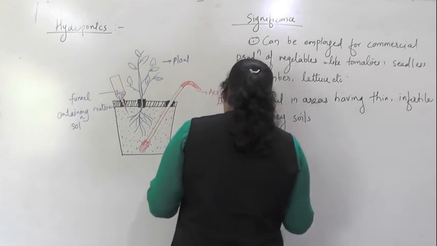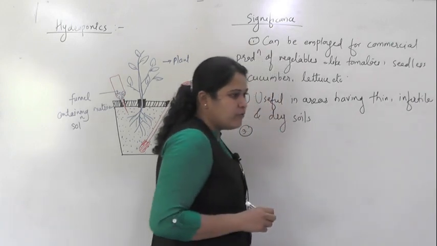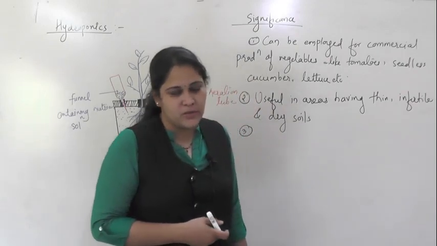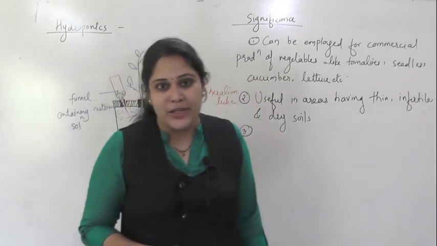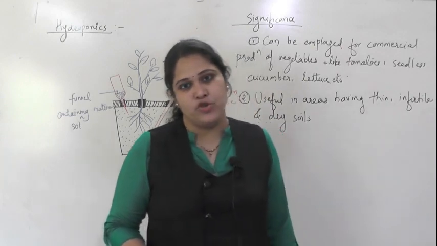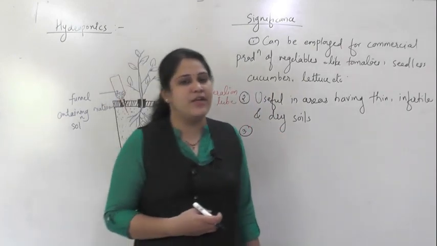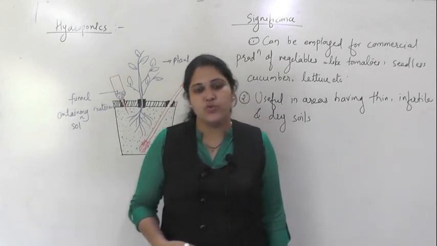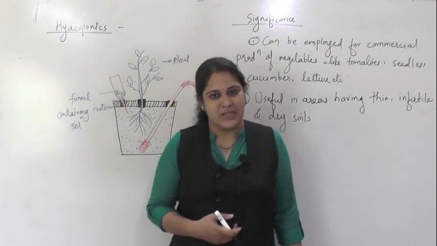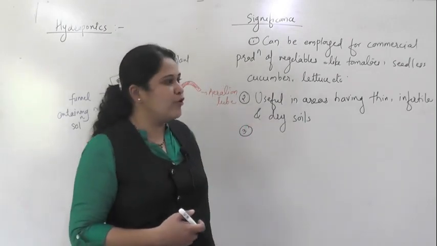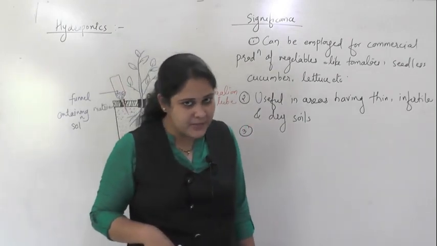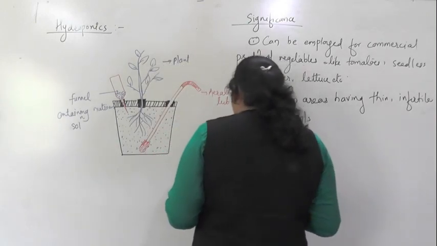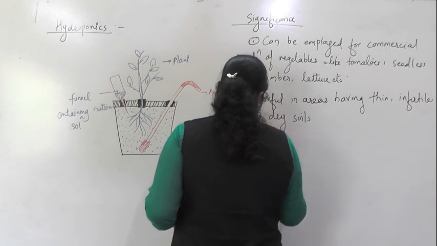Then it can regulate the pH at optimum for a particular plant. We know that soil pH can be changed. Plant growth is markedly affected by the pH of soil. Slightly acidic pH is good for plant growth, but if it is too acidic or too alkaline, then it retards plant growth. So if we are using hydroponics, pH can be maintained, and then the plant can resume normal growth. So it can regulate the pH.